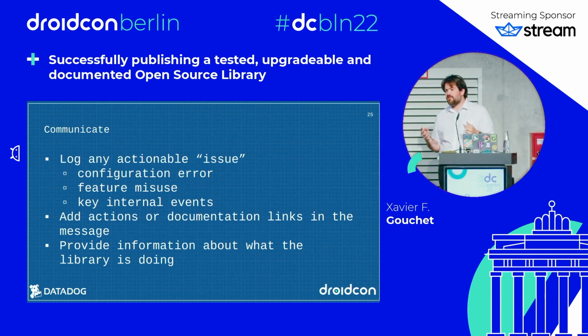For instance, you have some communication that needs to happen with the backend, and you can say, hey, the communication worked correctly, or we had an issue sending the data to the backend because of a network error, or because of a permission, or because of credentials, or something like this. And for each of those issues, you need to warn the user, but you need also to say how can you fix this. So whenever you can, try to say, oh, try to look in this part of the documentation, or try to look in this class, or try to change the setting of this field in your configuration. So add actions and documentation links in the message, and provide all the information about what the library is doing.